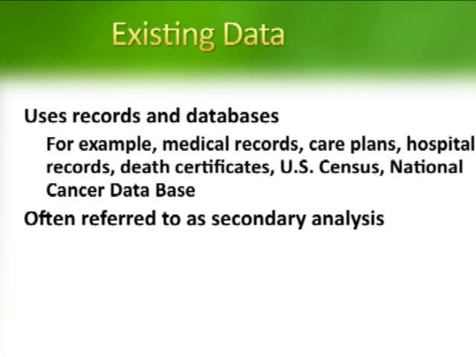Now, there's other ways of getting data for your research study, and this may be the use of existing data, where you use records and databases. For example, medical records, care plans, hospital records, death certificates, the United States Census, or the National Cancer Database. They are often referred to as a secondary analysis, and the researcher should state that in the article.